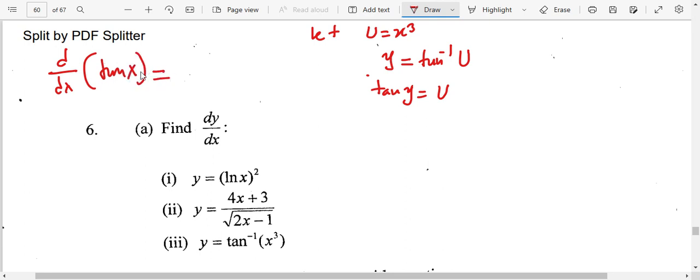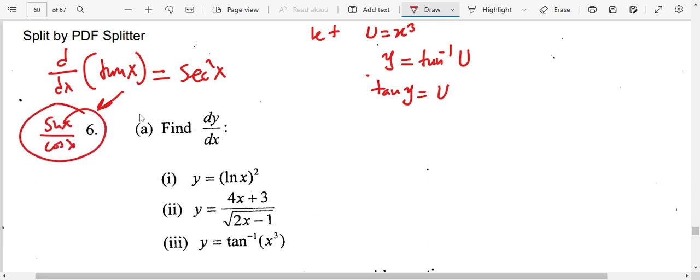So by this time you should know that if you differentiate tan, you get sec squared x. If you don't know, you can find it. You know that tan is sin x over cos x. Use the quotient rule, you are going to find the answer. So you differentiate tan, you are going to get sec squared y.